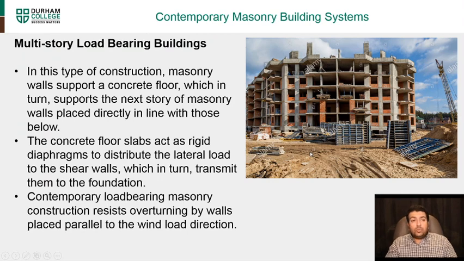Then you have multi-story load-bearing buildings. In this type of construction, masonry walls support a concrete floor, which in turn supports the next story of the masonry wall placed directly in line. The concrete floor slab acts like a rigid diaphragm, so it all connects into each other. Contemporary load-bearing masonry construction resists overturning by the walls placed parallel to the wind direction. So here you can see that you have a load-bearing wall with a slab on top, and then you build another wall on top, and then another slab, and that's how it takes all the lateral loading.